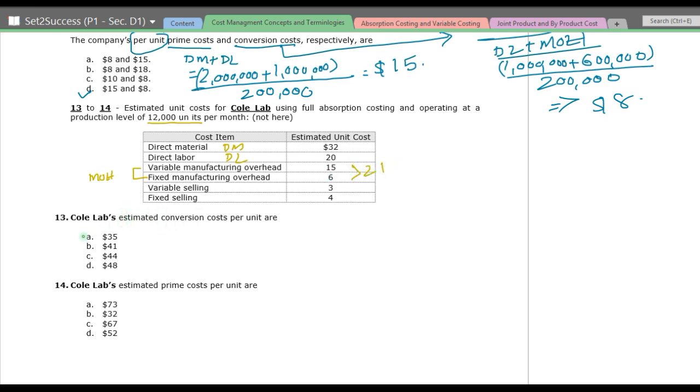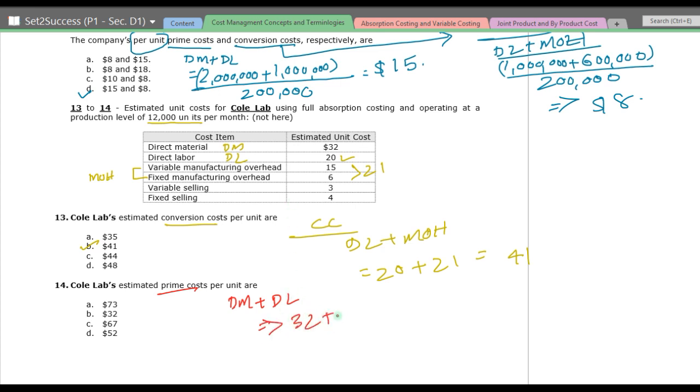So let us now find what they are asking for. Cold Lab's estimated conversion cost. They are asking for conversion cost. So what is conversion cost? Conversion cost is the sum of direct labor plus manufacturing overhead. And direct labor is 20, and manufacturing overhead is 21, which gives you 41. Now next, Cold Lab's estimated prime cost. So now they are asking for the prime cost. Prime cost is direct material plus direct labor. So direct material is 32 plus direct labor is 20. So 32 plus 20 is $52. So it's $52.